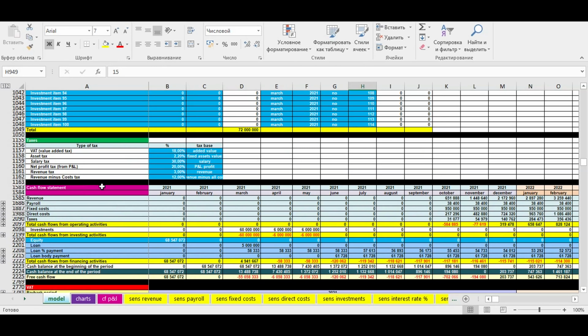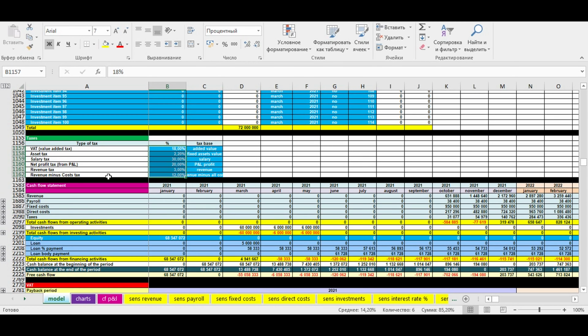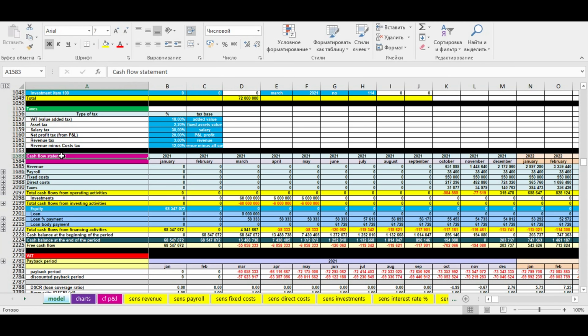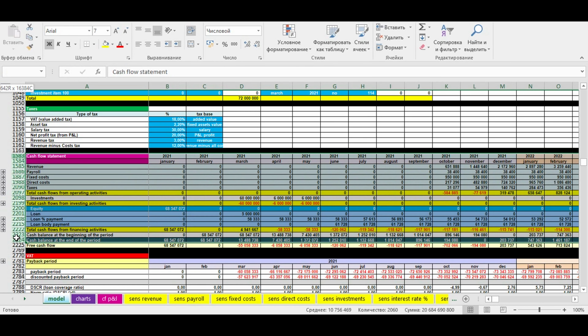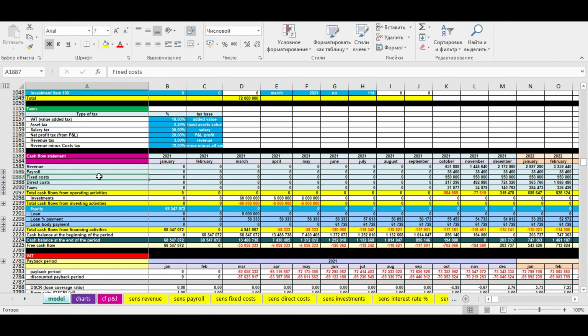The next block of inputs deals with taxes. We can set the tax rates and move to the cash flow statement, where you will see the results of financial modeling. Cash flow is the main statement where you see financial efficiency of your business idea. What valuable information can you get from this table? First, you can see the total revenue, direct and fixed costs, payroll, and taxes.